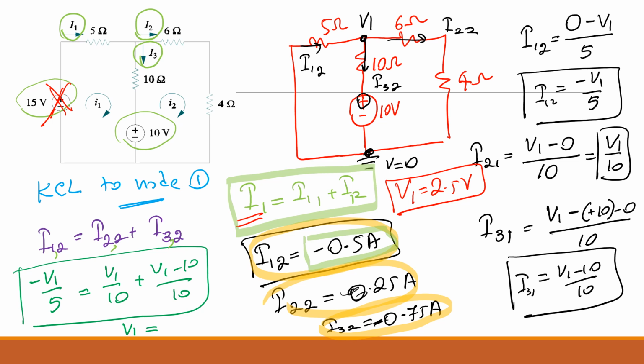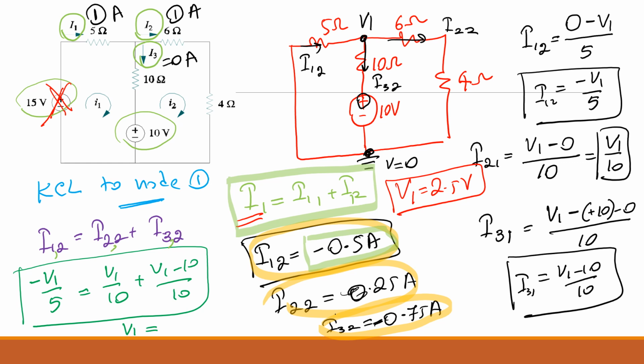So if you have done everything right, your I3 is 0, this is 1, and this is 1 amp. Did you get it or not? If you have any question, you can ask. You can try the next question.